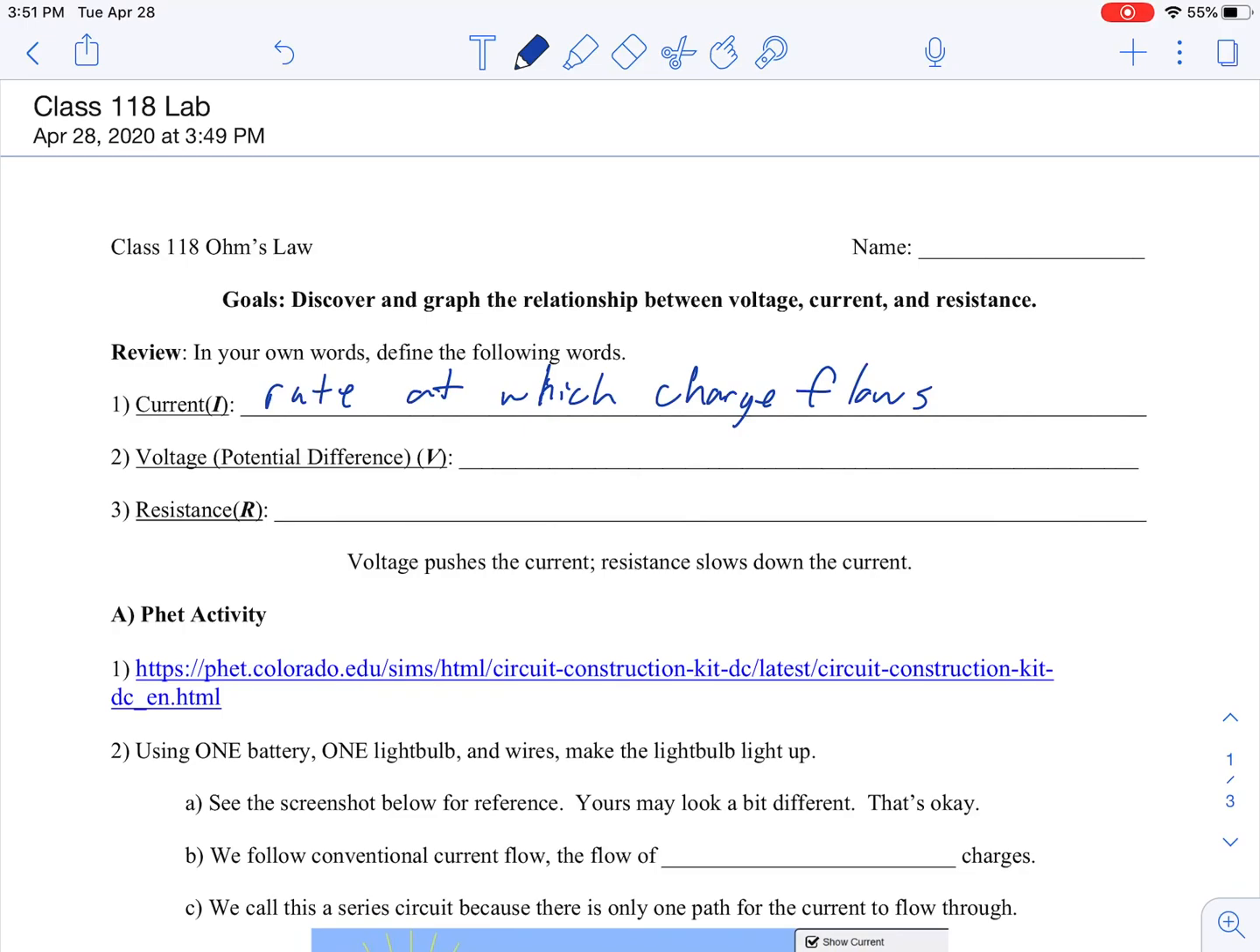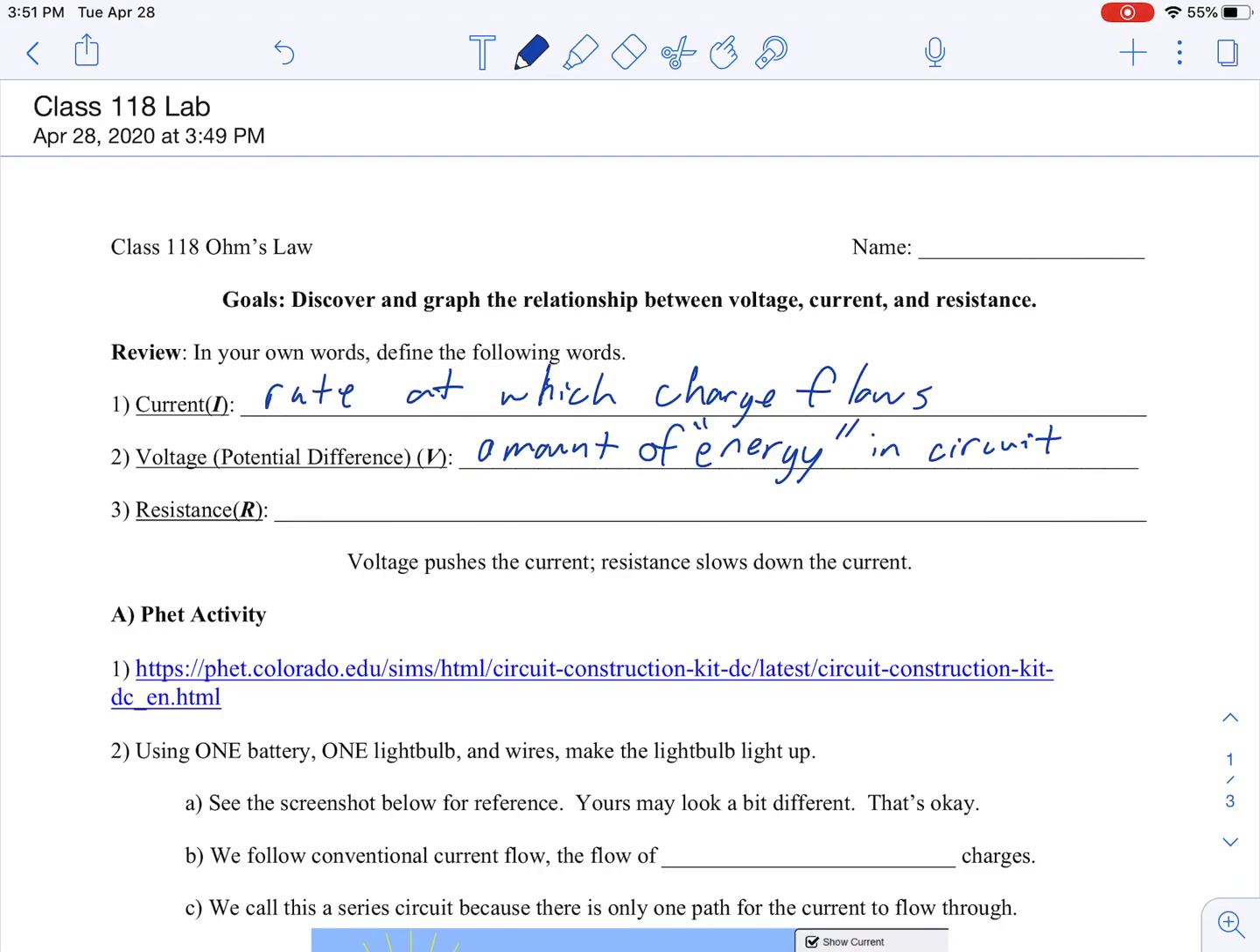Voltage. Now, voltage is kind of the hardest one to describe. I like to think of it as the amount of potential energy, or the amount of, let's say, "energy" in the circuit. I'm putting energy in quotes because it's not really energy.